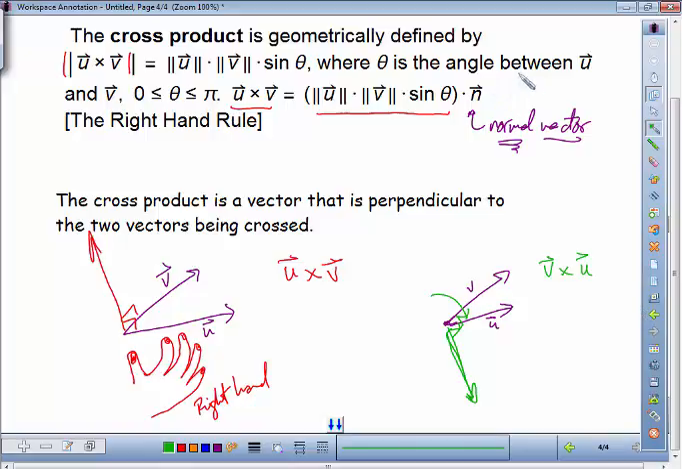Now, the right-hand rule and the order of the vectors really just describes the direction of the normal, but the magnitude of that should still be the same. So these two, U cross V and V cross U, should be exactly the same except for the direction that it's going, which means I should be able to write those two in an equation, right?